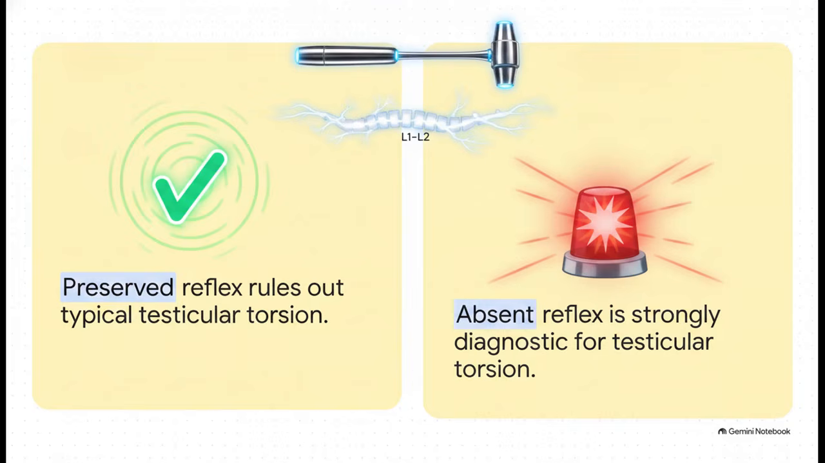And finally, step 4, the cremasteric reflex. By lightly stroking the upper inner thigh, you are testing that L1, L2 sensory reflex. Honestly, this is a massive game changer on the ward. A preserved reflex has a remarkably high negative predictive value, meaning it essentially rules out typical torsion. An absent reflex, however, that is strongly diagnostic for testicular torsion.